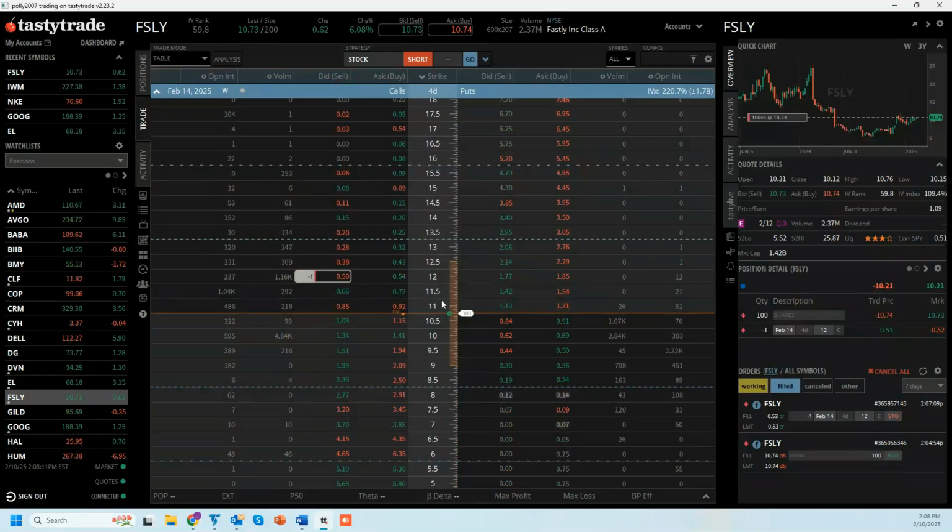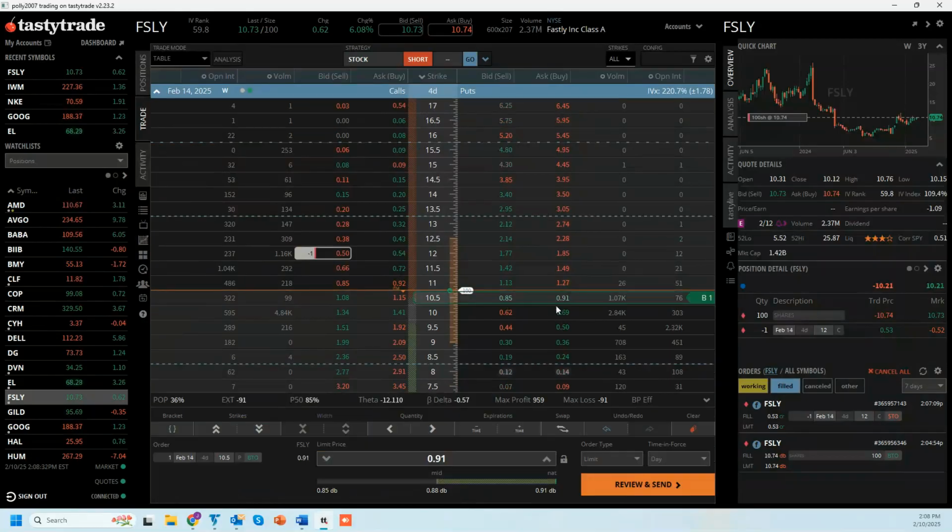It says short that. Now let me go to the 10.5 strike. Now the 10.5 strike again is more than I sold the option for. So I'm going to actually pay a debit, but I'm going to be very close to a small risk trade on this particular position. So if I go over here and I want to buy this option, I have to click the ask to buy one.